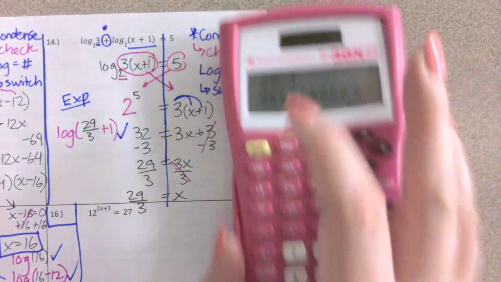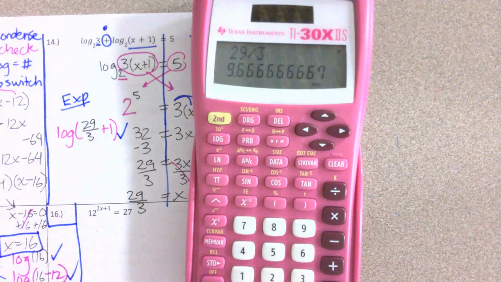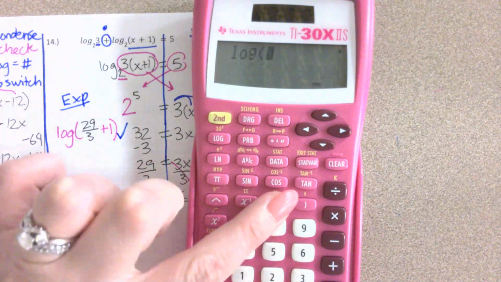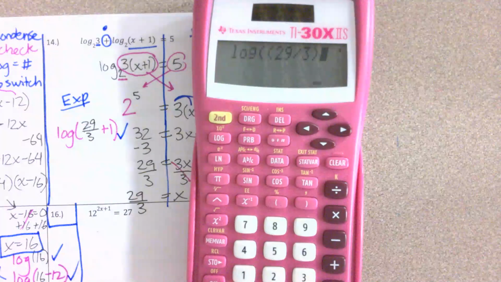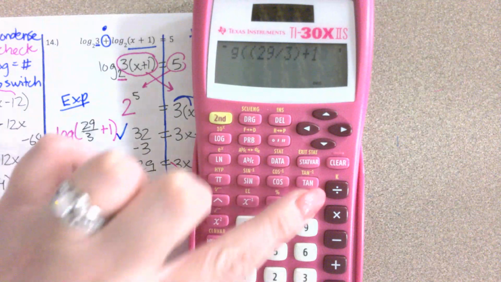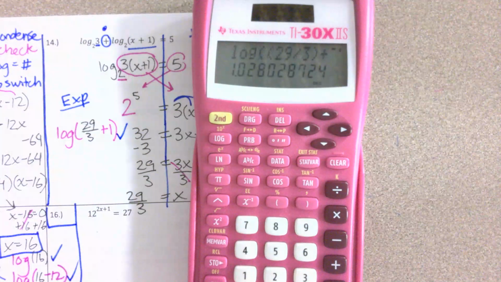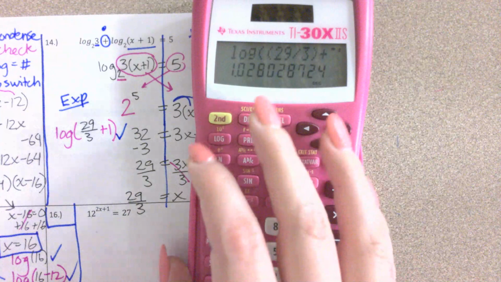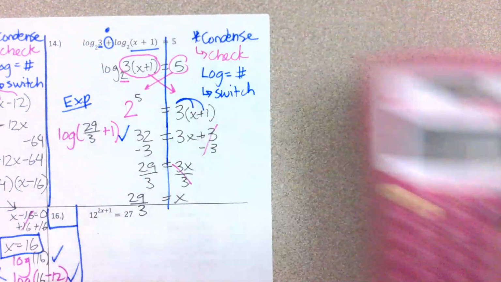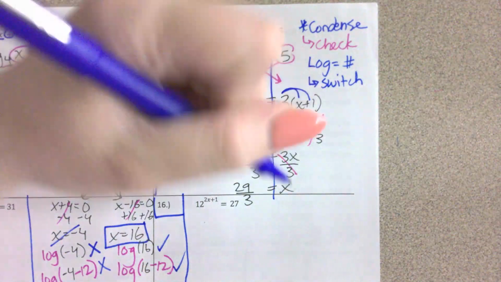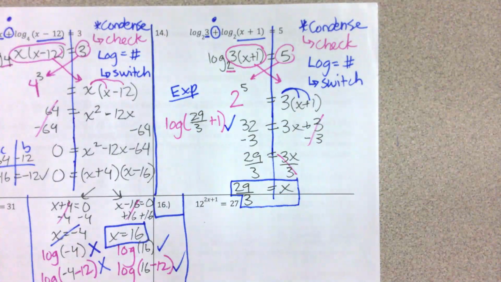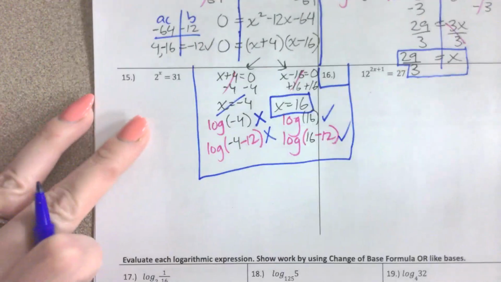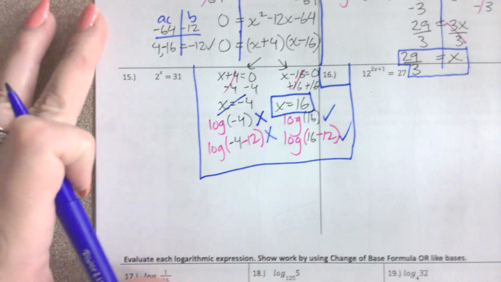Now, if you still want to put that in the calculator, be my guest. Just do it carefully. Log of, you'll need extra parentheses for this, 29 divided by 3 plus 1. And I'll close off the parentheses at the end. And you get an answer, so it works. So x equals 29 over 3 for number 14. All right, those were messy problems. 15 and 16 are going to be a breath of fresh air compared to those two.